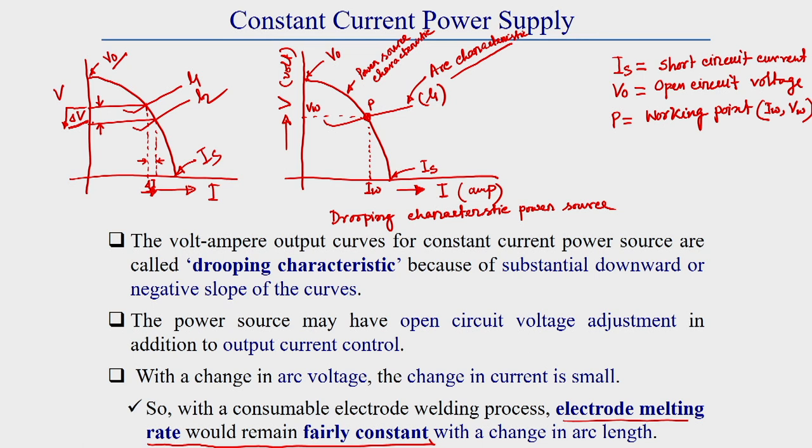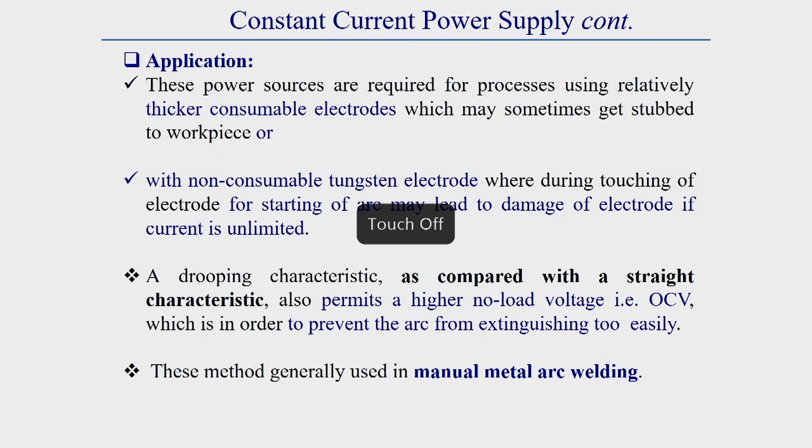Now, one thing we should keep in mind: where is the application of this power source? This power source has application especially where a process uses a relatively thicker consumable electrode, which may sometimes get stuck to the workpiece, or where, with a non-consumable tungsten electrode, touching the electrode to start the arc may lead to damage of the electrode if the current is unlimited.